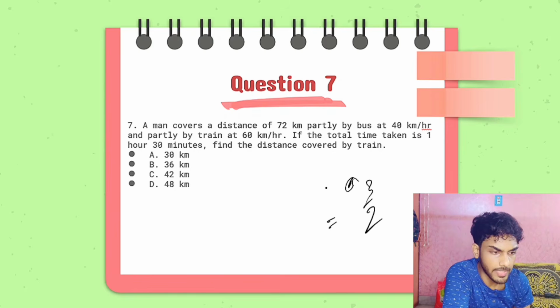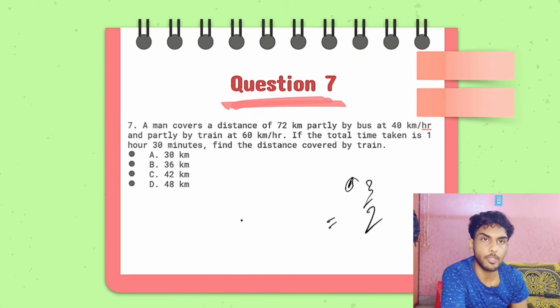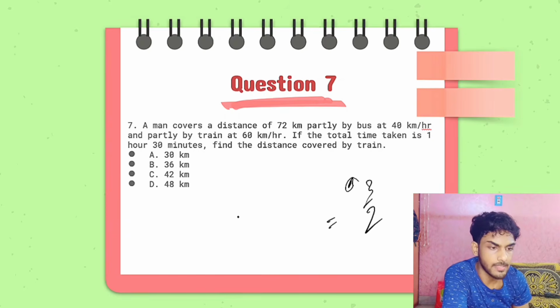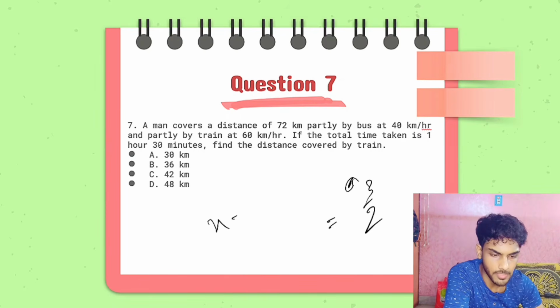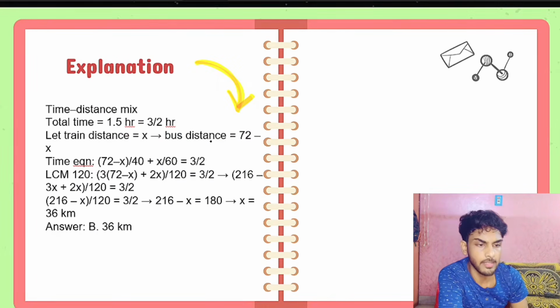72 km is already given by bus and speed is also given. Very good. So what we need to do is cover the distance of 72 km partly by bus. Let's take the total distance to be x. So x minus, why am I doing this? See, it's the explanation I have already given, which is very clear. See here, just look at it.